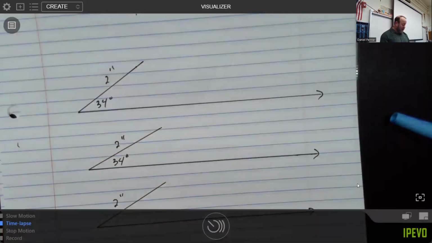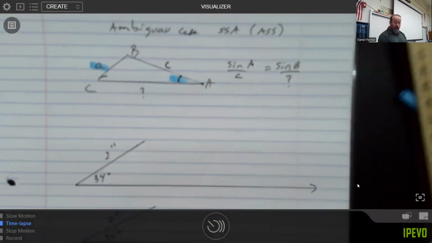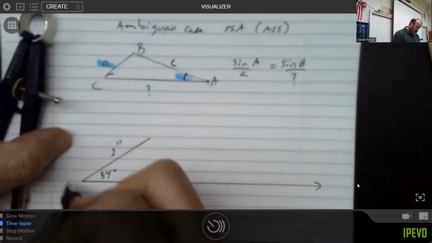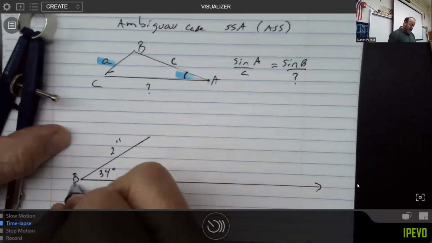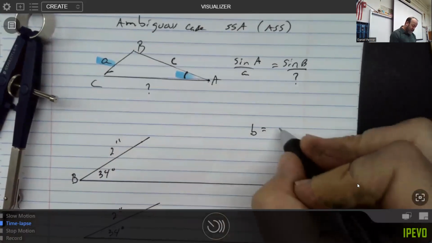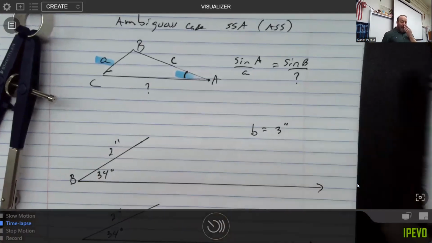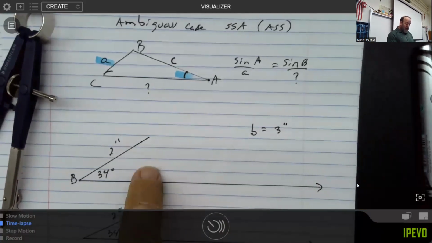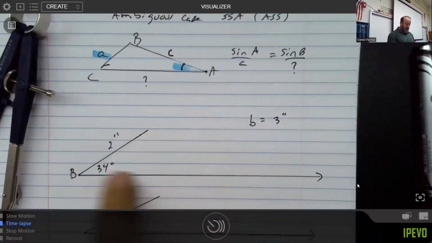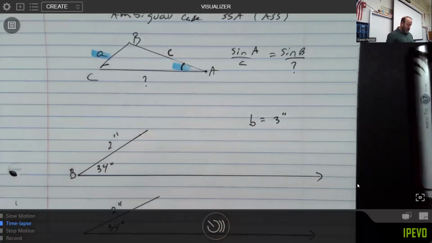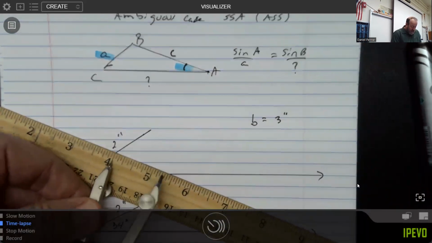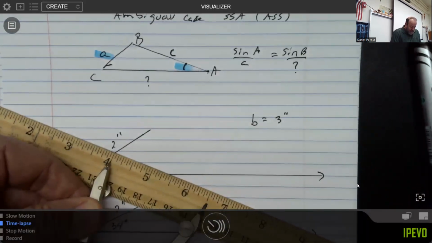Now, here's how this is going to play out, and I have a compass here for a good reason. Let's say that I told you that this side right here is angle B, and I'm telling you off to the side that little b is, say, something like 3 inches. Well, I know that somehow this side is going to connect up to here and land somewhere in here, but it needs to be exactly 3 inches long. So I'm going to take my compass right here and open it up to 3 inches.